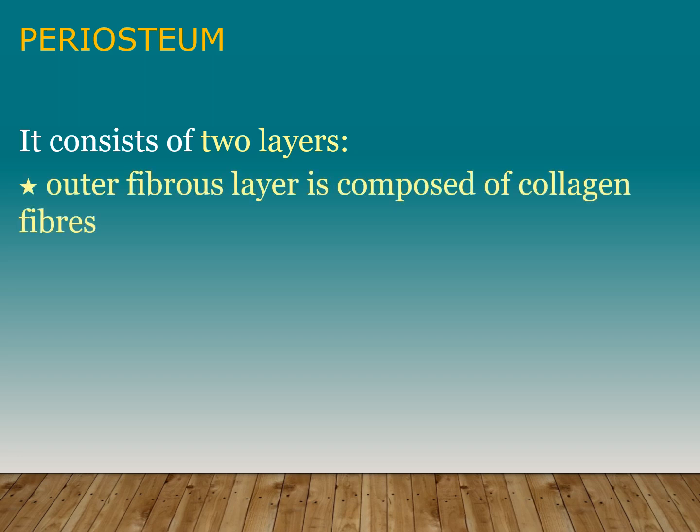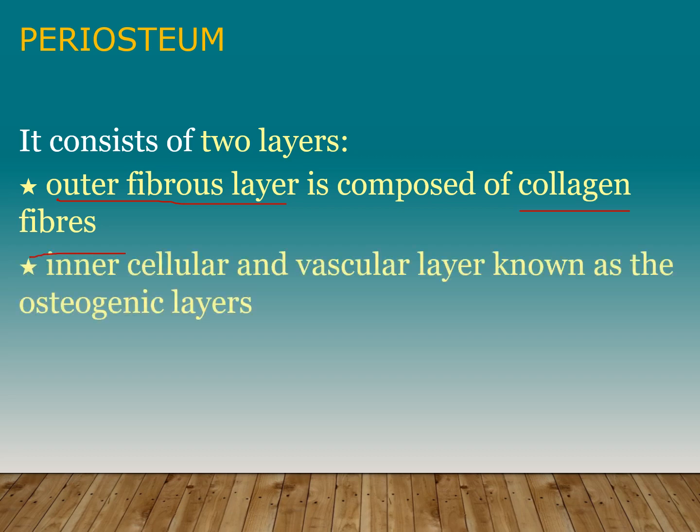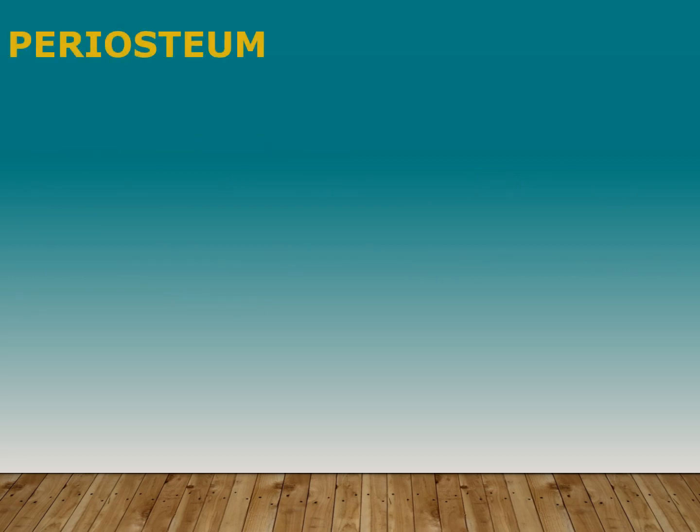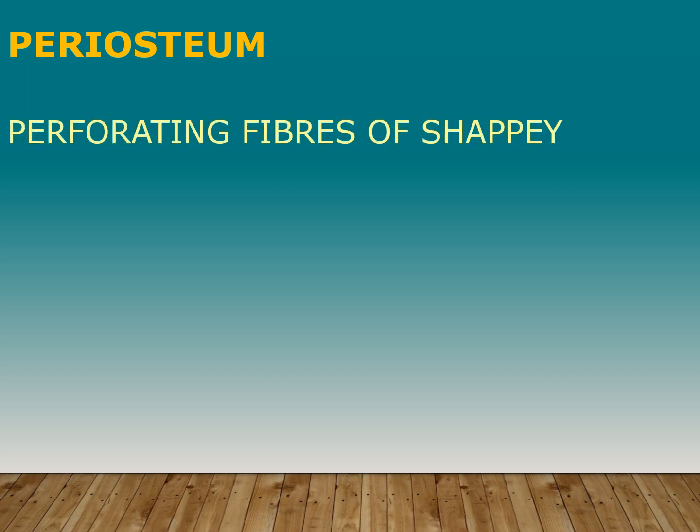Periosteum consists of two layers: the outer fibrous layer, which is made of collagen fibers, and the inner cellular and vascular layer, which helps in the bone growth and is called the osteogenic layer. This periosteum has the perforating fibers of Sharpey, which are the muscle fibers inserted to the bone that pierce this periosteum, and they are called the perforating fibers of Sharpey.